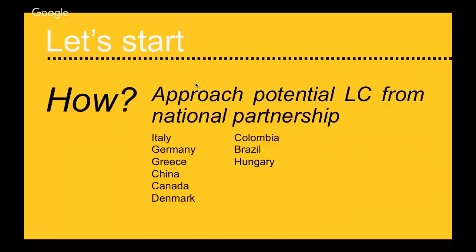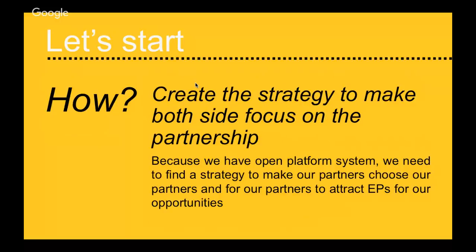Now, here are the concrete steps you need to take already now in order to establish partnerships for your summer peak. You can approach potential LCs from national partnerships. Our national partners so far in IGE are Italy, Germany, Greece, China, Canada, Denmark, Colombia, Brazil, and Hungary. In IGE, they are for now Brazil, Ukraine. Here are the next steps.